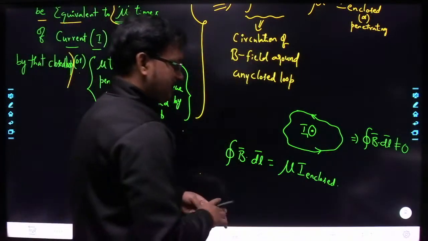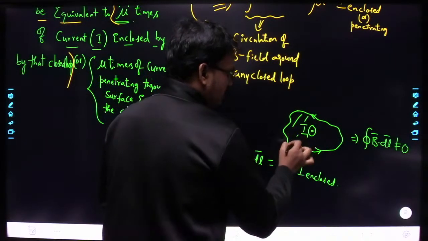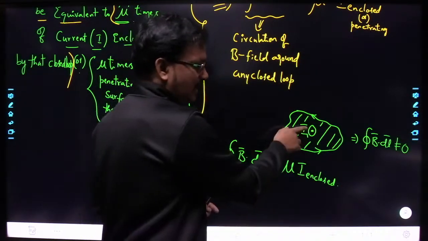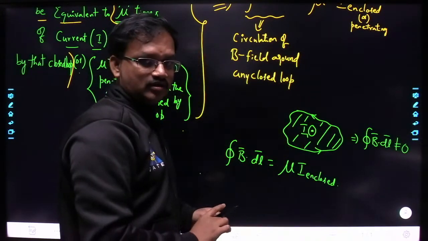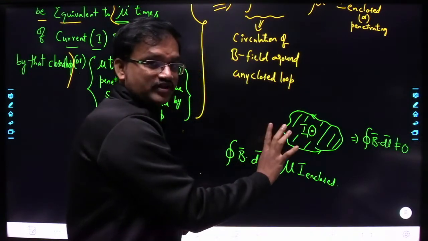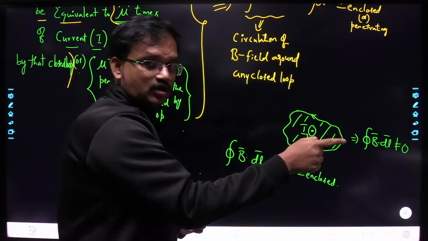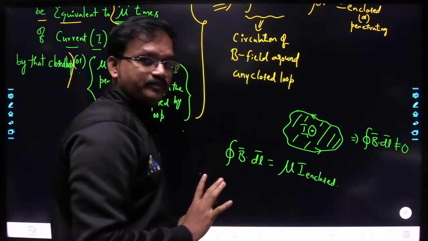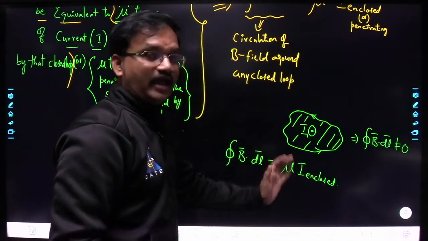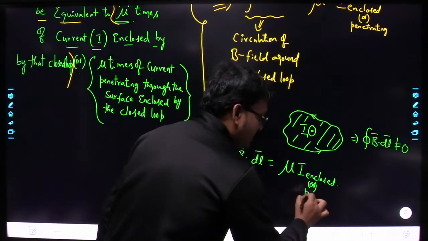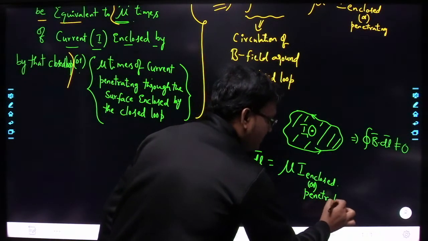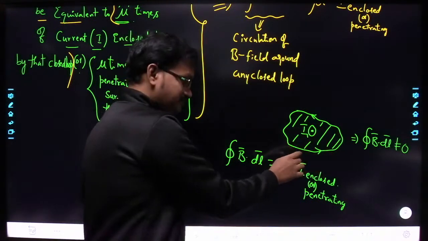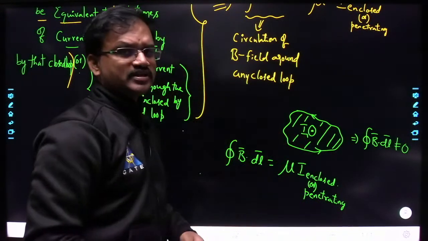See here, this loop is enclosing this surface area, and this current is penetrating through this surface area. See, current is coming out of the board. Yes or no? So it is penetrating through the surface area enclosed by this loop. That's why I can write this as I enclosed, or I can write it as I penetrating. So what do you mean by I penetrating? This is the current that is penetrating through the surface that is enclosed by this closed loop.